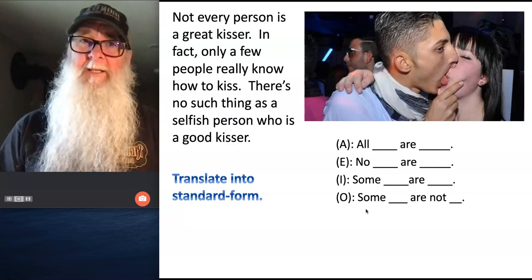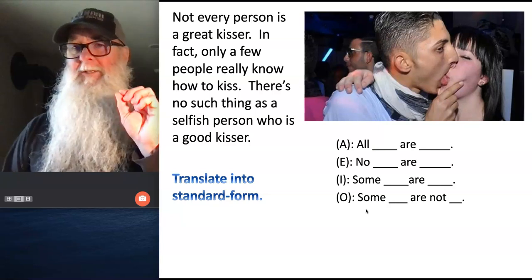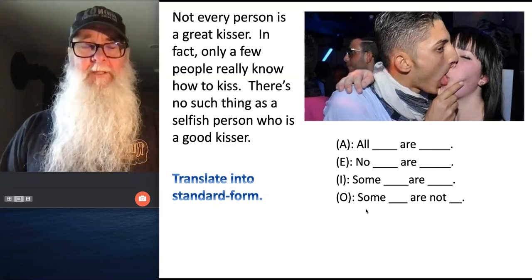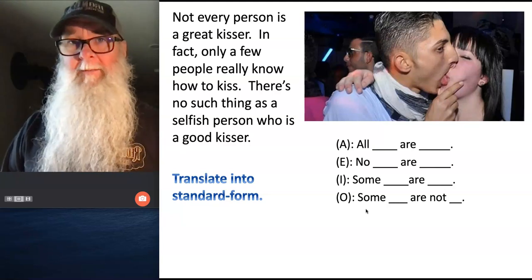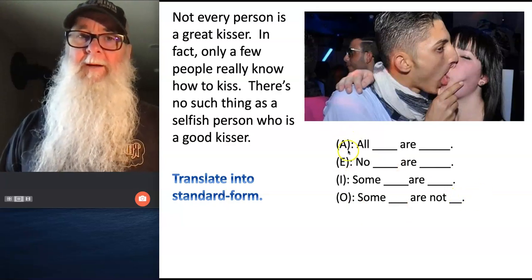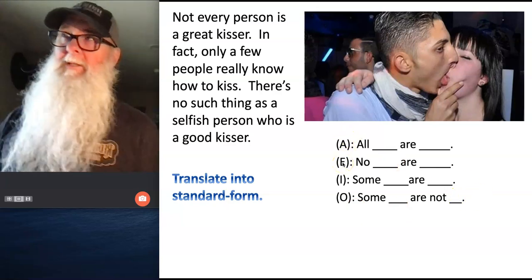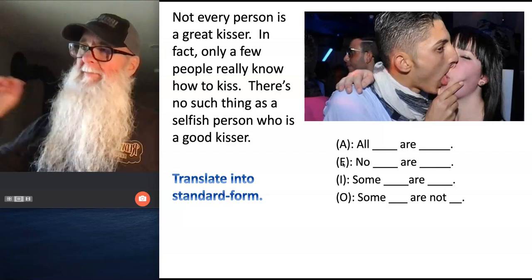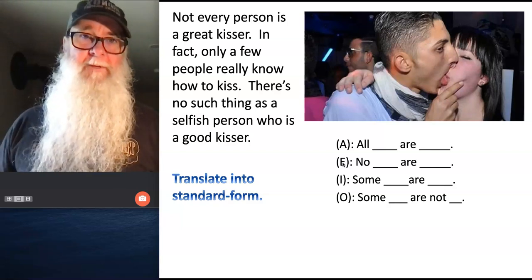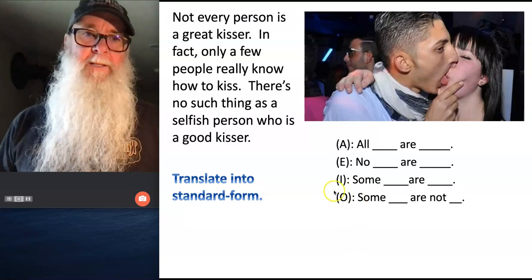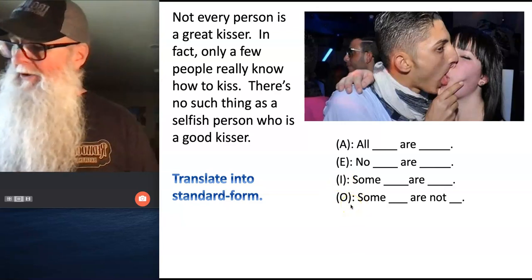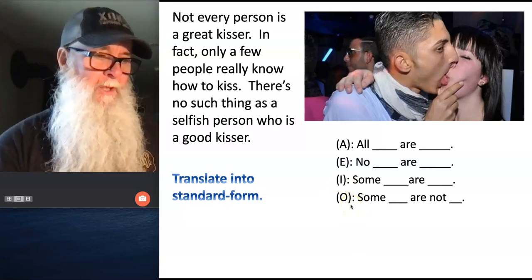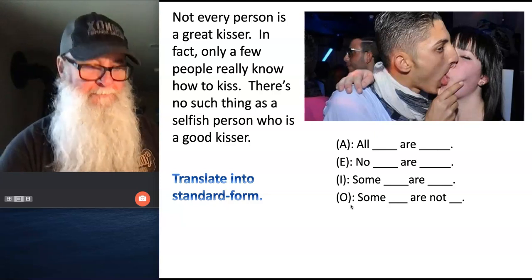these. A really good way to begin translating, by the way, is to ask yourself whether or not the statement you're considering is telling you about all of something, because that's probably going to require an A or an E statement. Or is the statement telling you about some number fewer than all of them? Because that'll probably require an I or an O statement. All right, so why don't you go ahead and pause your video, and when you're ready to check your work, go ahead and fire it back up.